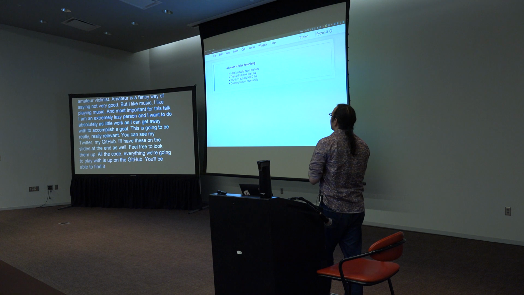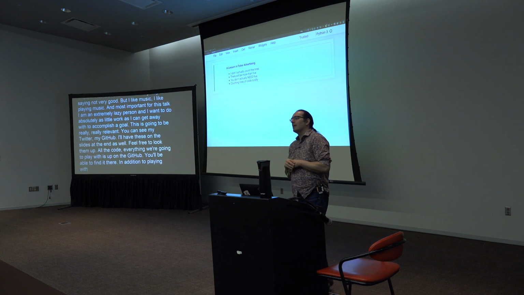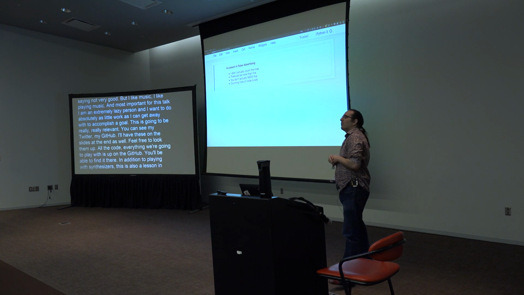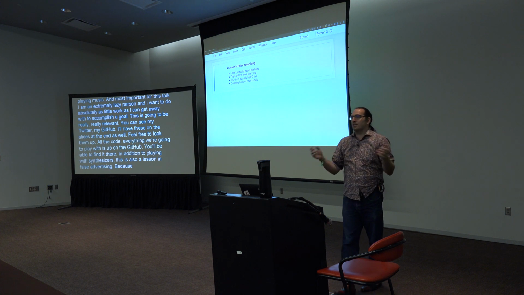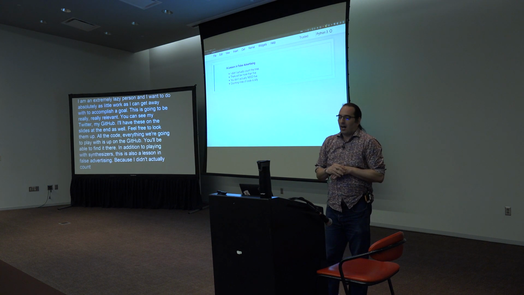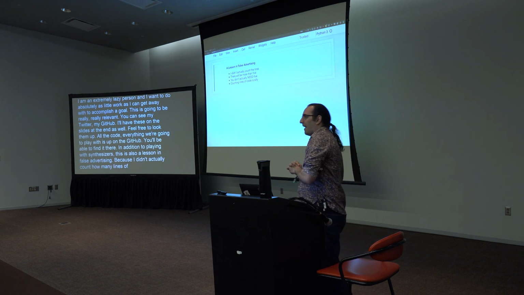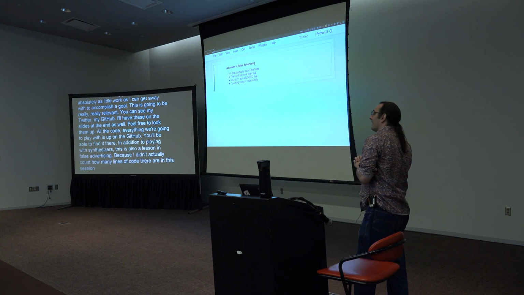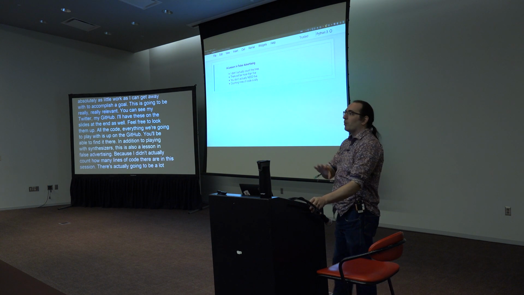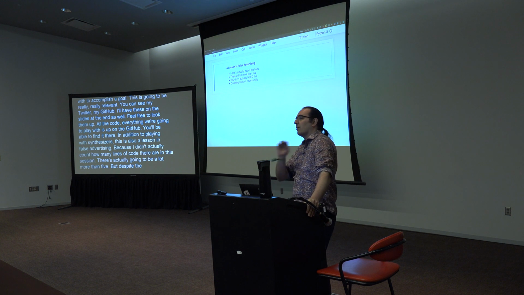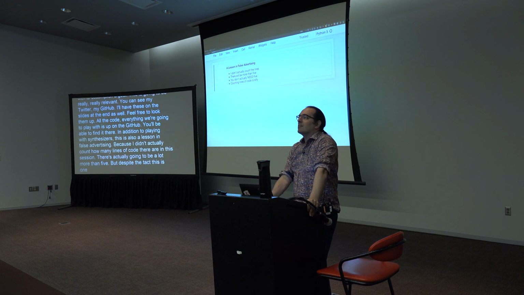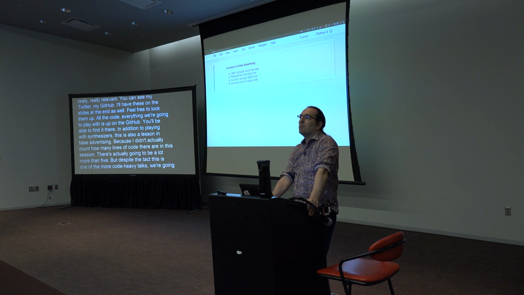In addition to playing with synthesizers, this is also a lesson in false advertising, because I didn't actually count how many lines of code there are in this session. There's actually going to be a lot more than 5. But I can tell you this, despite the fact that this is going to be probably one of the more code-heavy talks you're going to see, we're going to look at a lot of code, it's going to be a lot of really, really simple code.